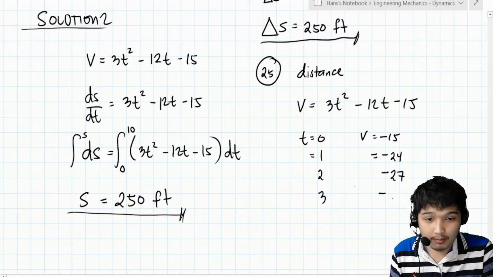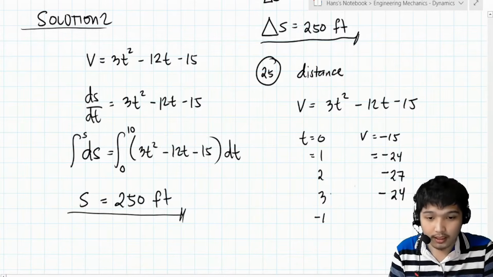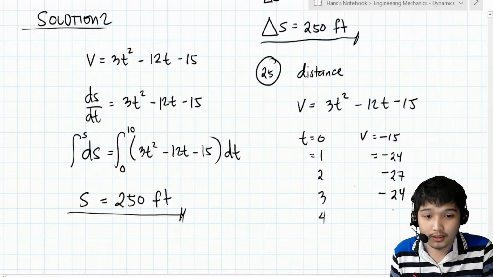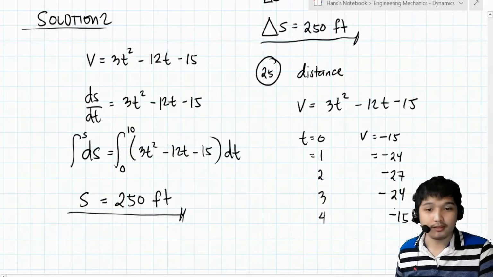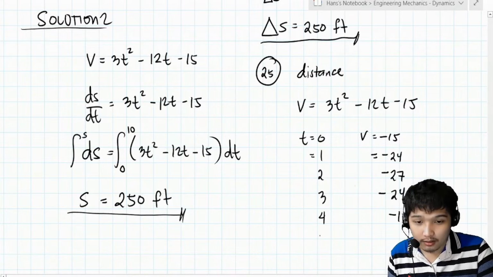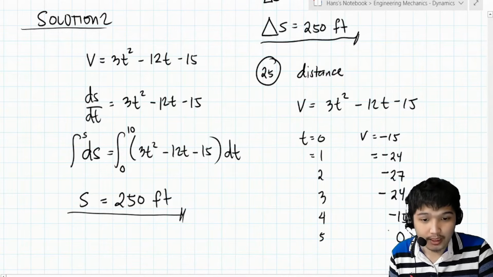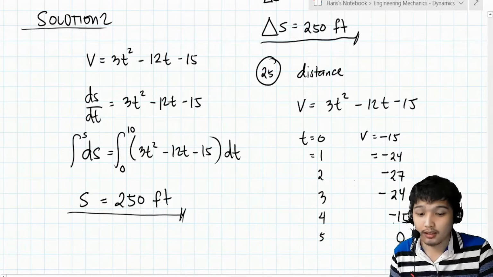negative 24. At 4, negative 15. So, okay pa, no? So, take note, ang tinitingnan natin is up to 10 seconds, no? Kasi yun yung kailangan natin, eh. So, at 5, ilan na? Naging 0. So, parang tumigil siya, no? At 5 seconds. So, at 6, naging 21.